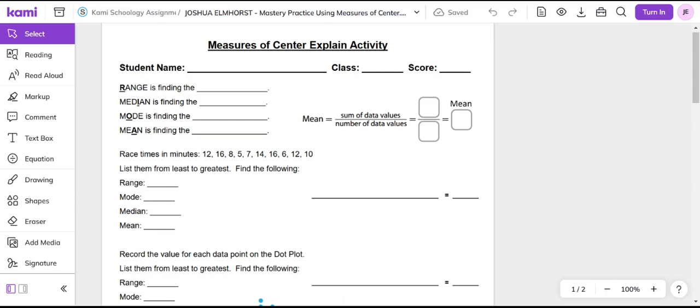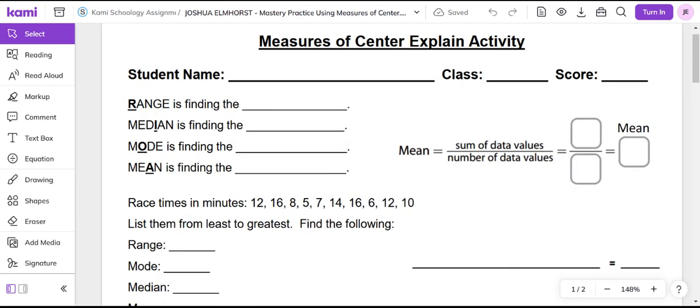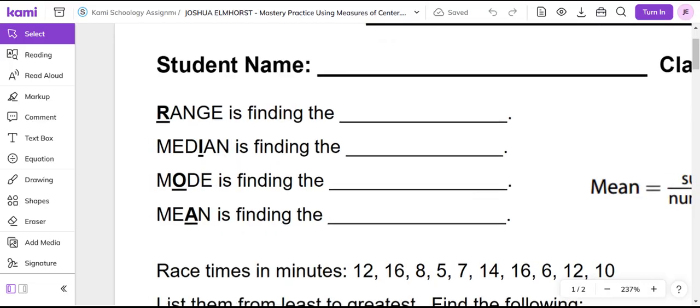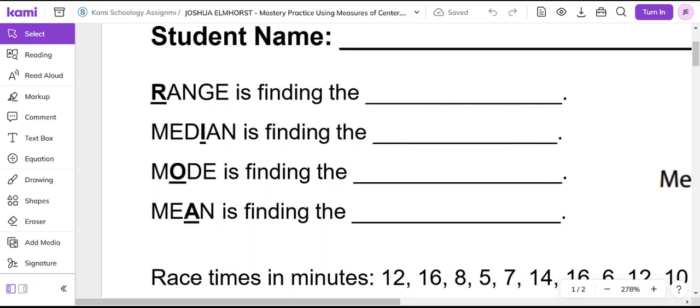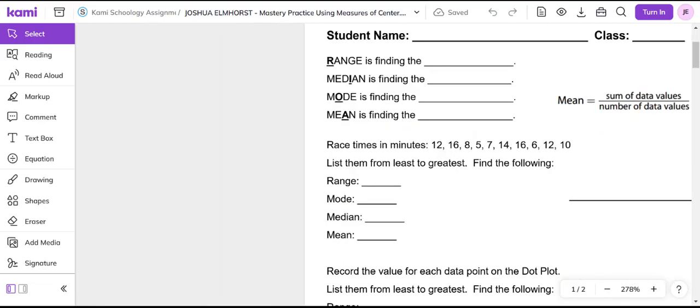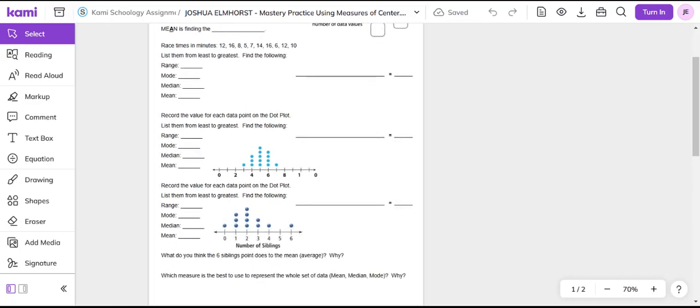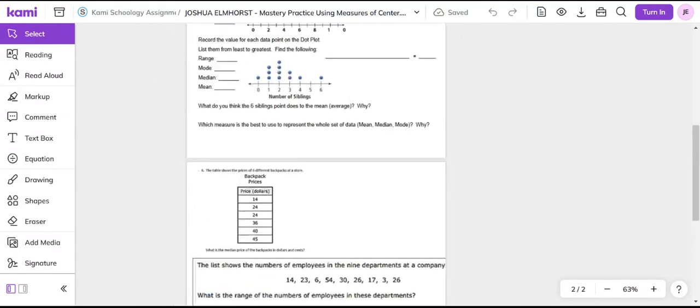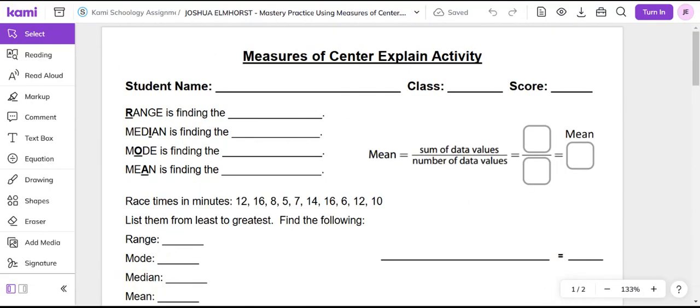Okay, and taking a look at the measures of center explain activity. So we're going to focus on using the measures of center, range, median, mode, and mean, and applying those measures to different data sets. So take a look at the front. We have 3 problems on front, and then there's 4 problems with more of an exit ticket on back.